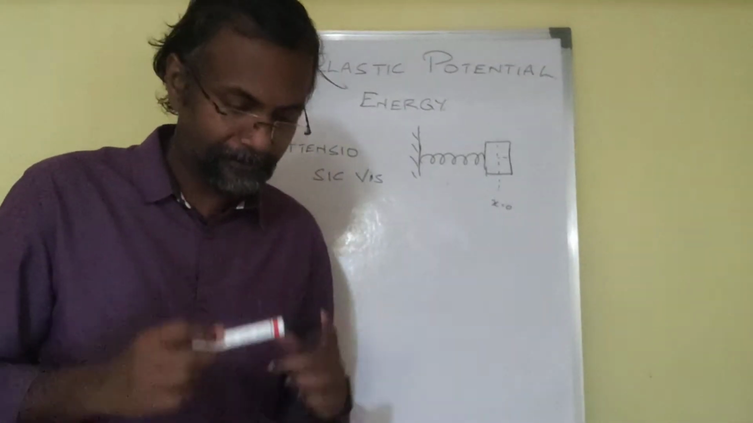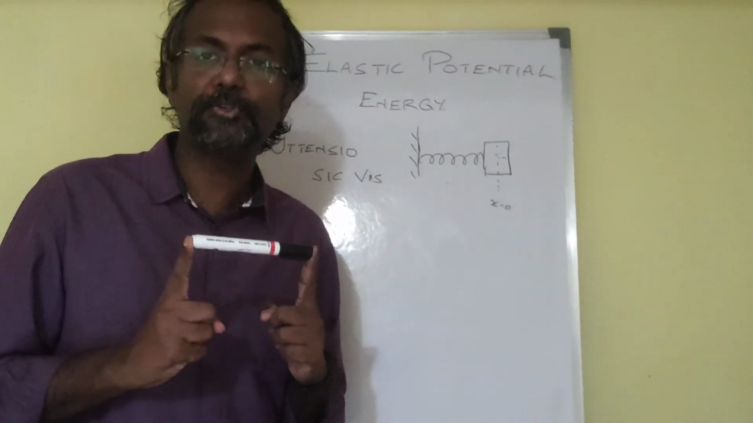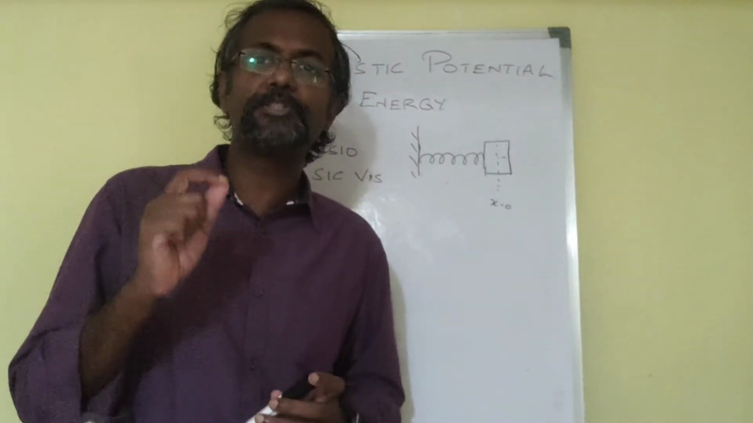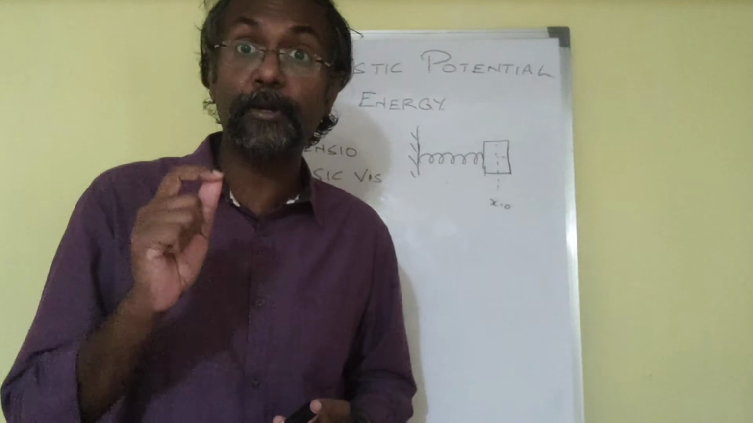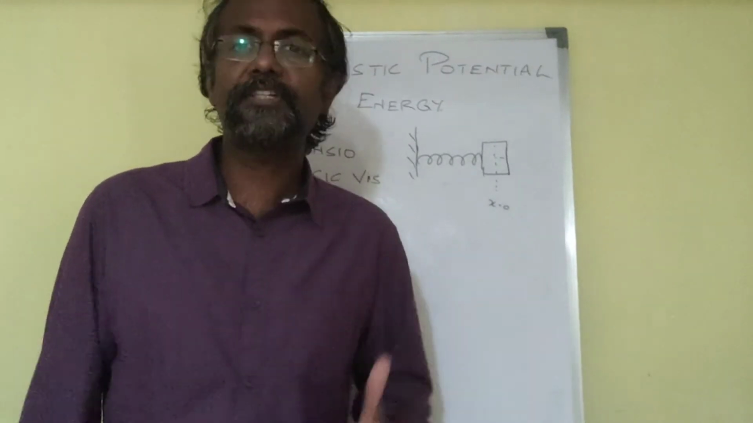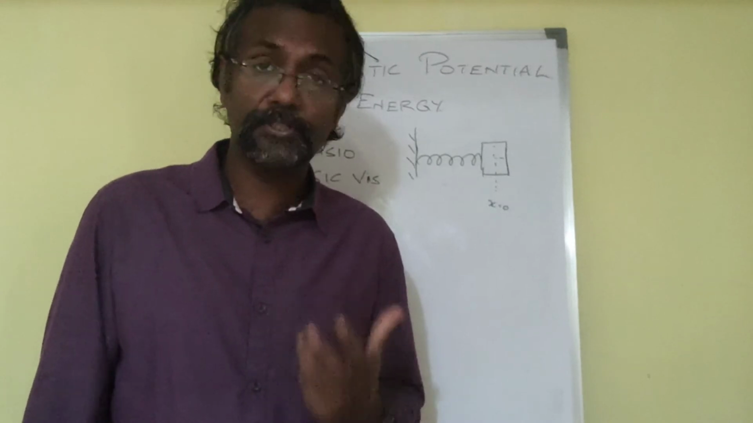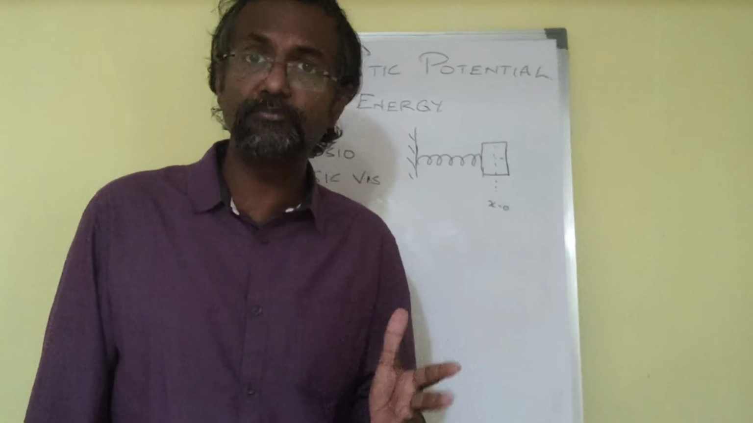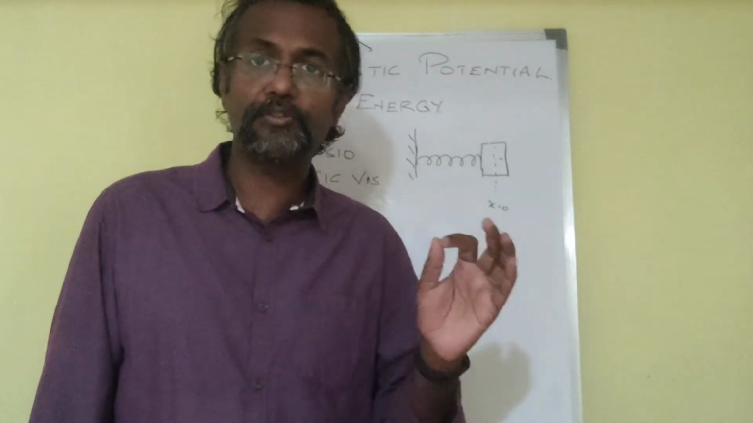So in the previous video, we looked at potential energy, right? We understood that potential energy is the energy of a body by virtue of its state or its configuration in a system, right? The first type of potential energy we looked at was gravitational potential energy, and we saw the gravitational potential of a body is given by mgx, where x is the displacement.